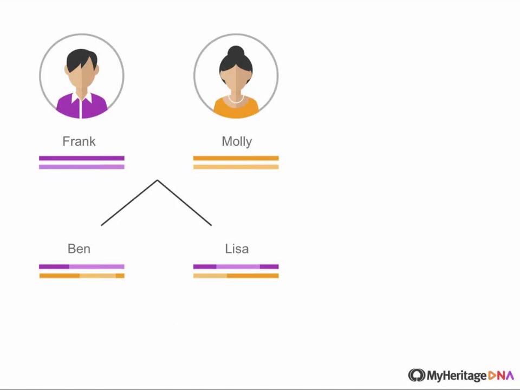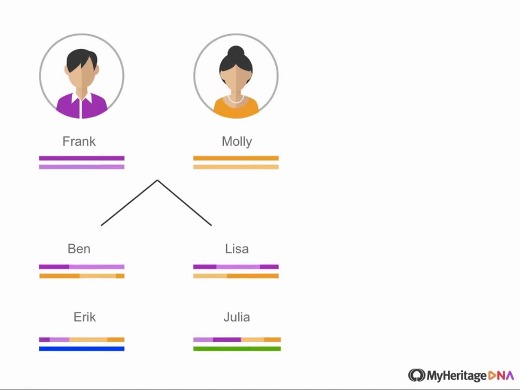She inherited 50% from Frank and 50% from Molly. But you can see that the combination of the 2 purples and the 2 oranges that she inherited are different. And if we want to compare the DNA of Ben and Lisa, we can see that there are some areas that are exactly the same, but there are a lot of areas that are not the same. On average, when we compare a brother and a sister, there will be 50% of the DNA that matches between them.